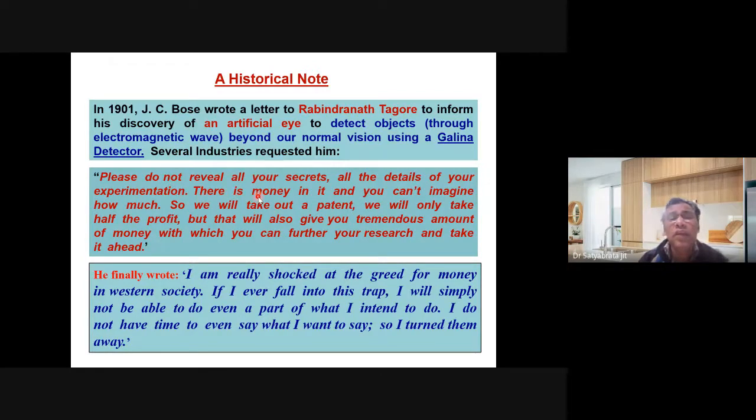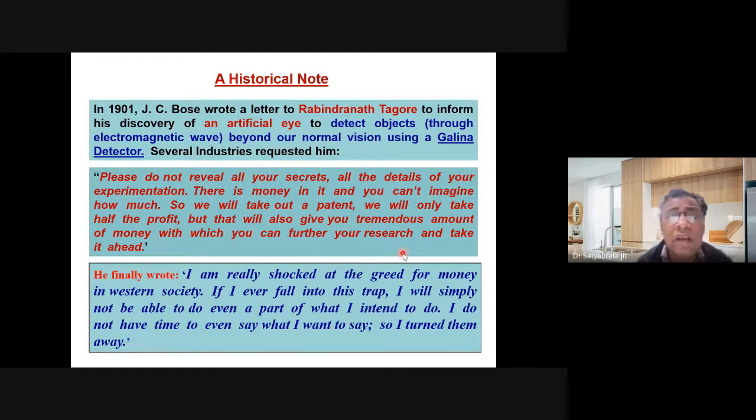So there is money in it, and you can't imagine how much. So we will take out a patent. We will only take half the profit, but that will also give you a tremendous amount of money with which you can further your research and take it ahead.